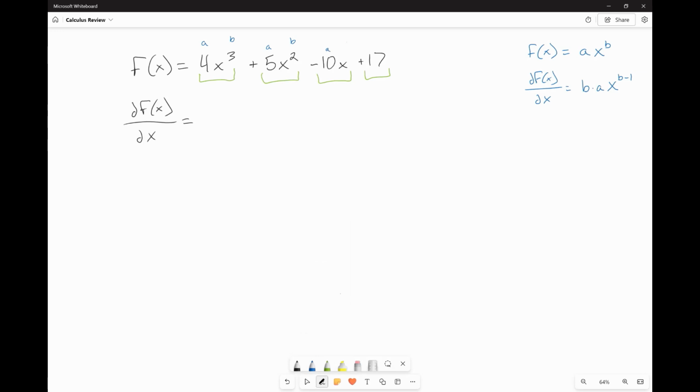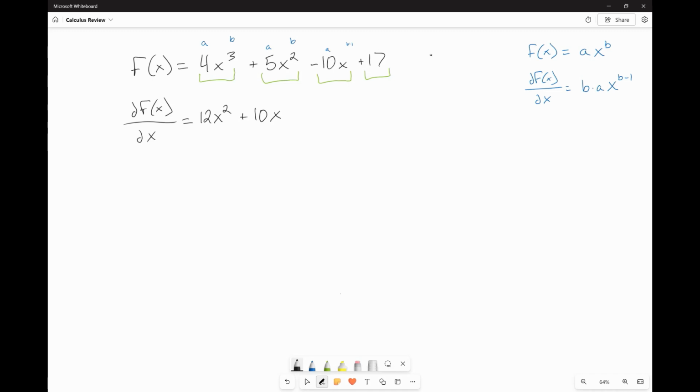And in this case, b is just equal to 1. All right, and you can see there's no x in this final term, so we know what to do there. So let's just follow the math. 3 times 4 is 12. X raised to the b minus 1, so that's 2. Here, b times a, so 2 times 5 is 10, times x to the b minus 1 power.